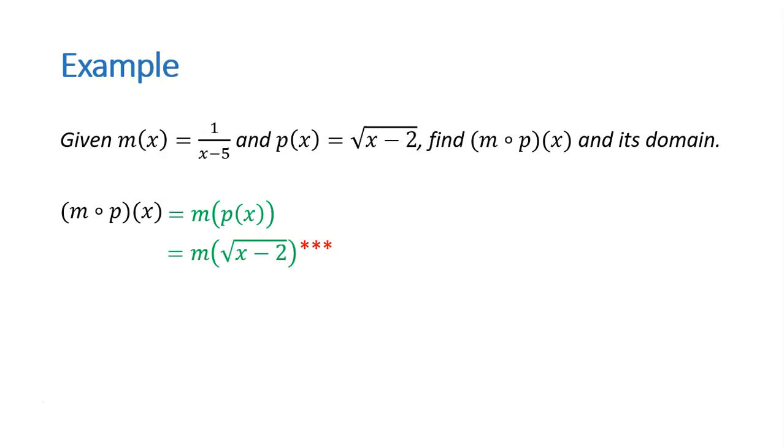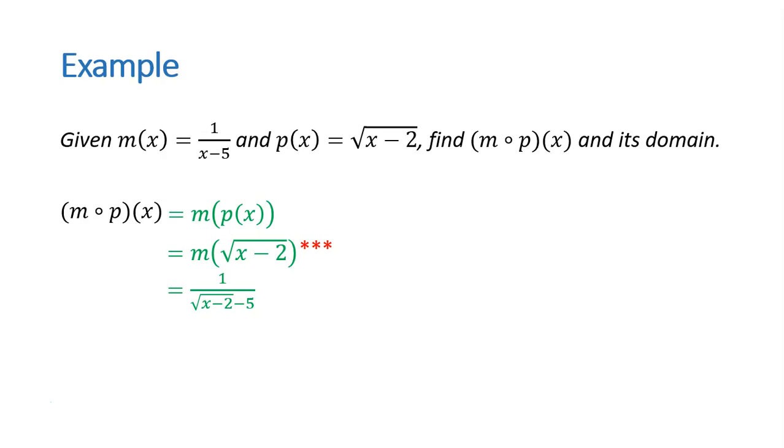So p is gone. Now we're writing everything in terms of m. M is a rational function. So we're taking our function m and we're plugging in this specific input, square root of x minus 2. So we plug it into m. I have 1 over square root of x minus 2 quantity minus 5. And there's nothing else I can do to this.